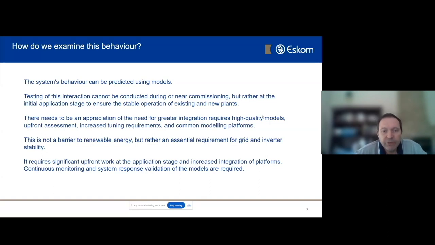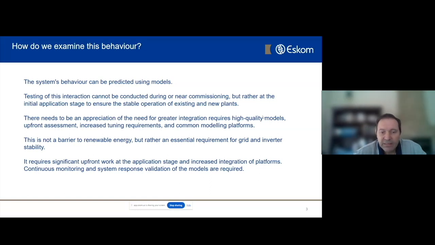So there needs to be an appreciation that with greater integration of inverter-based systems, you need much higher quality of modeling. You need greater upfront assessment. You need increased ability to tune these devices to a much higher degree. And in order to do this, you need common platforms and common integration points. And this is not a barrier for renewable plant, but rather an essential requirement for grids and inverters to remain stable.